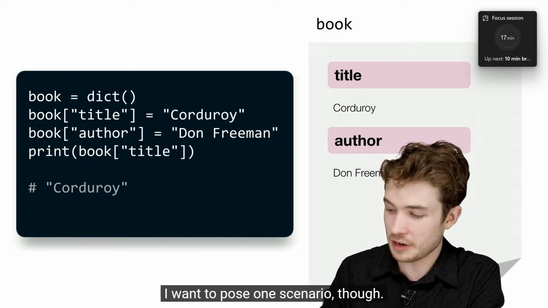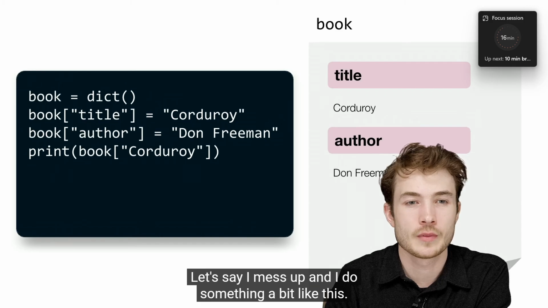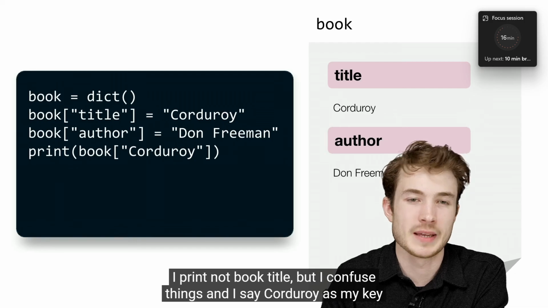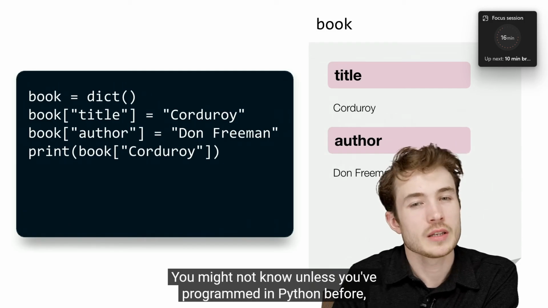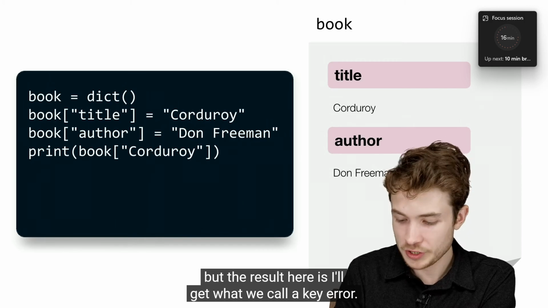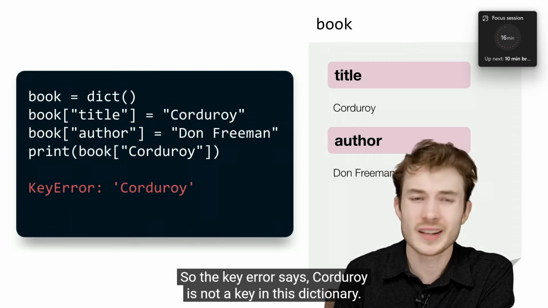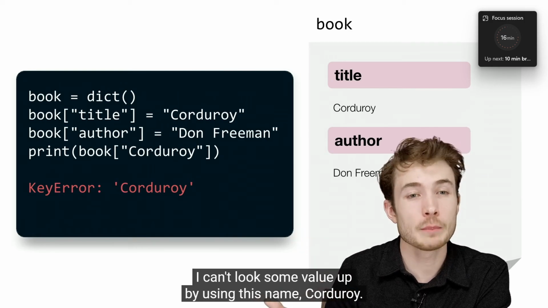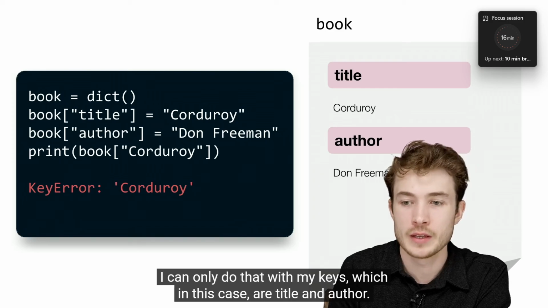I want to pose one scenario, though. Let's say I mess up and I do something a bit like this. I print not book title, but I confuse things and I say Corduroy as my key instead. What do you think might happen? You might not know unless you've programmed in Python before, but the result here is I'll get what we call a key error. So the key error says Corduroy is not a key in this dictionary. It's a value, but it's not a key. I can't look some value up by using this name Corduroy. I can only do that with my keys, which in this case are title and author.